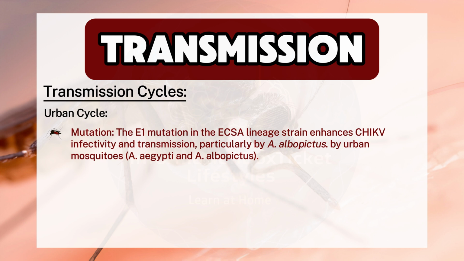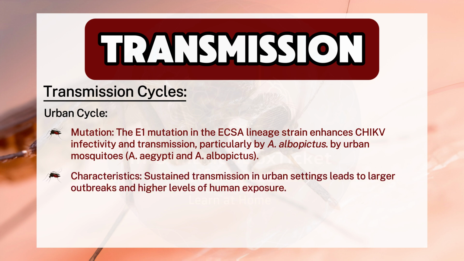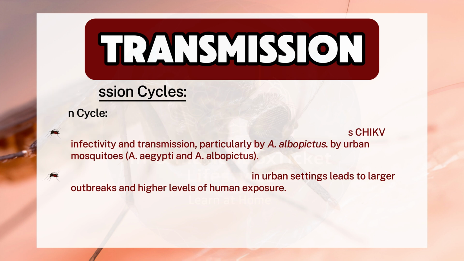Mutation. The E1 mutation in the ECSA lineage strain enhances chikungunya virus infectivity and transmission, particularly by A. albopictus. Characteristics. Sustained transmission in urban settings leads to larger outbreaks and higher levels of human exposure.